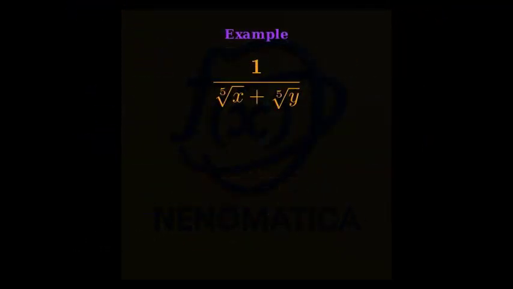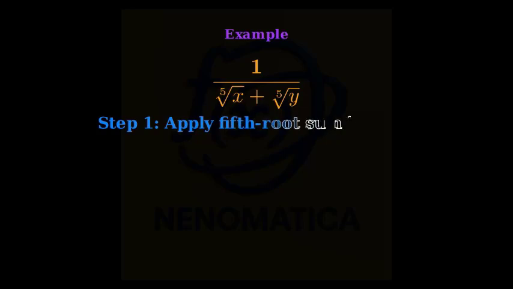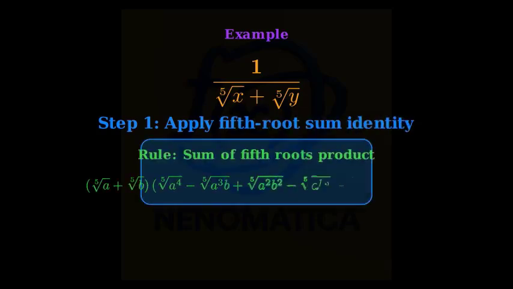Apply the fifth root sum identity. The rule says it converts a product of two specially crafted factors into a simple sum, a plus b. We multiply numerator and denominator by the companion factor with alternating signs. Thinking phase quick challenge. Can you predict the 5 terms of that factor before it appears?